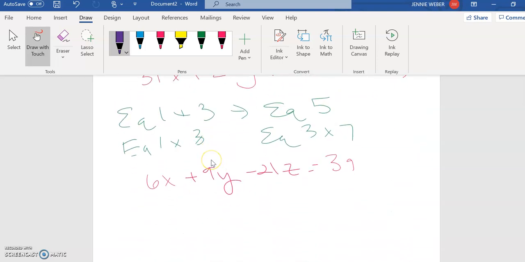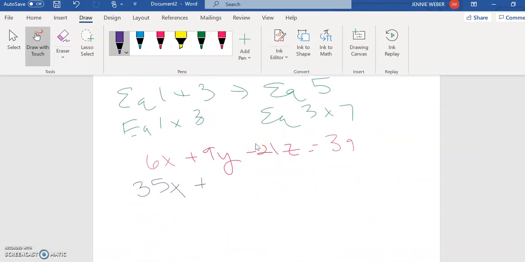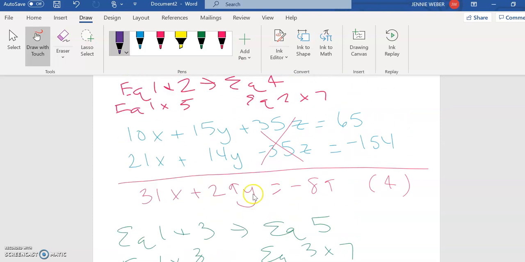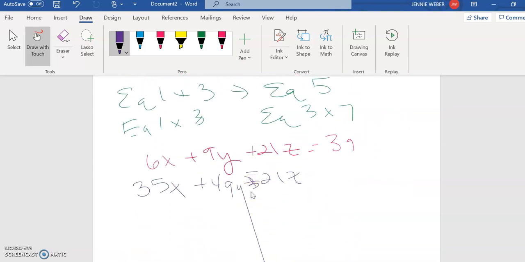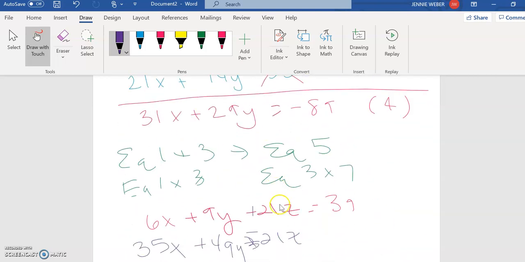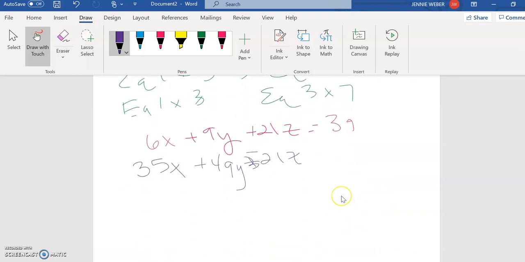So 35x, 5 times 7. 7 times 7 is 49. Plus. Okay, and this was a minus. Keep my signs right, just so we know. 49y. Okay, so let's see here. In this one, minus 21z, and then I have negative 28 times 7, which gives me negative 196.